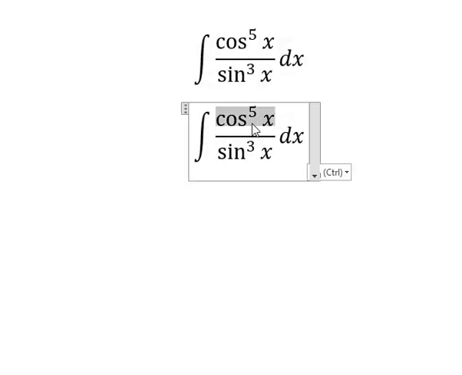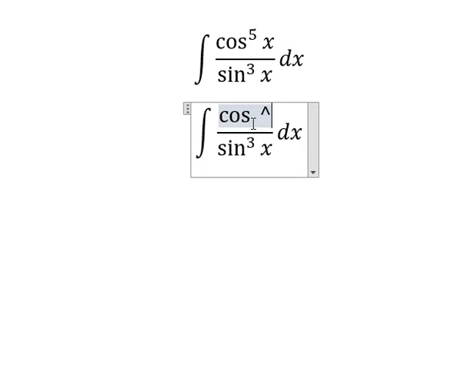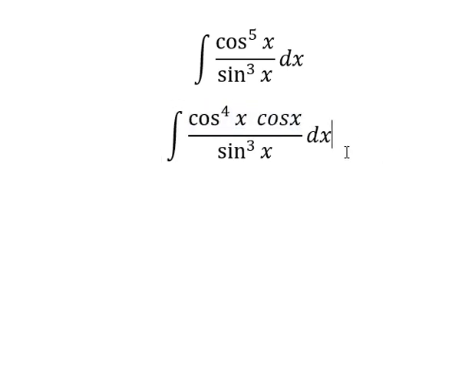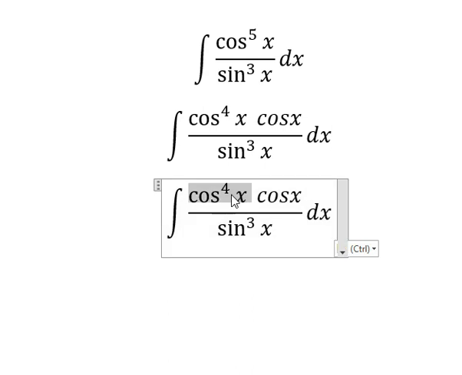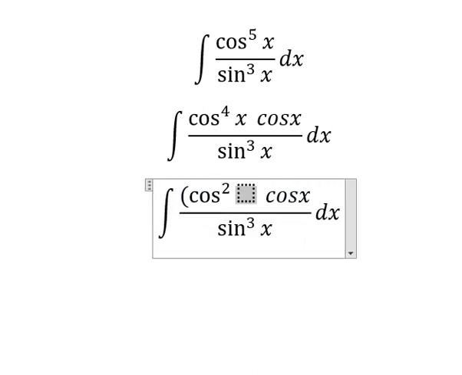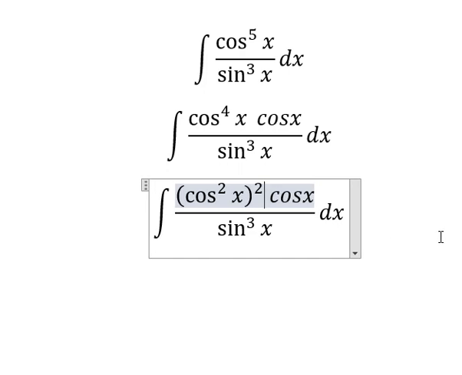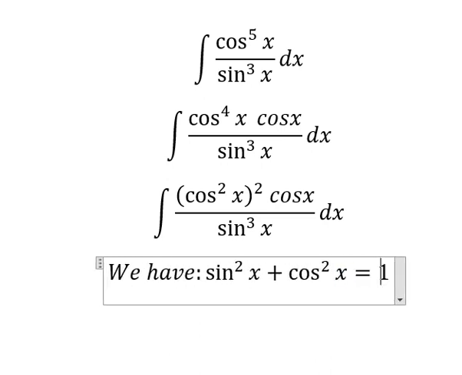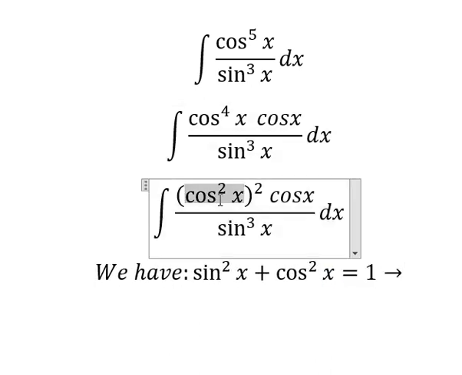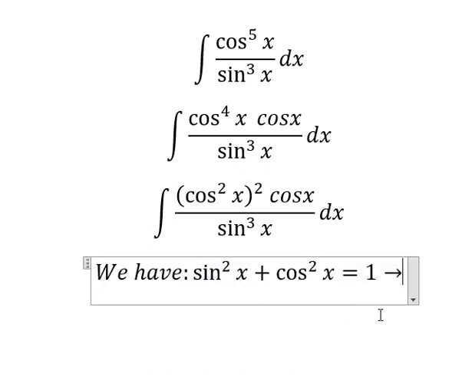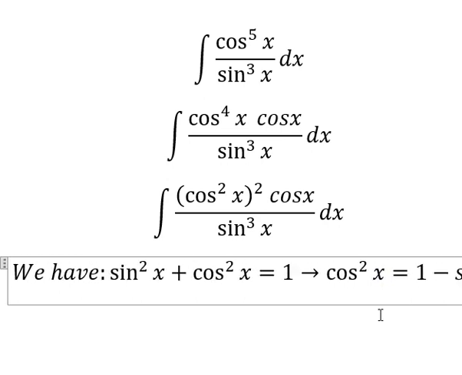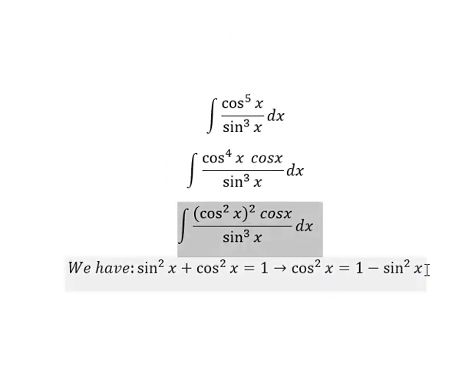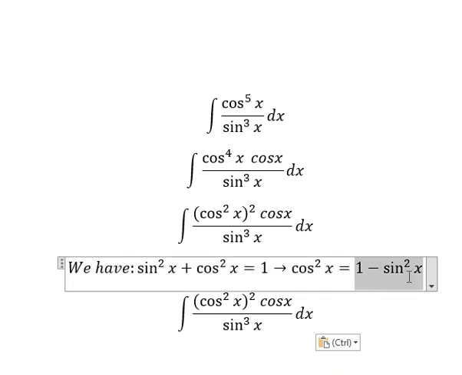About this one, we can put cosine x to the power of 4 and cosine x. This one, we can put cosine x squared to the power of number 2. Now we have the formula in here. So because we have cosine x squared, that means I will put this one go to the right. So I will put this one go in here.